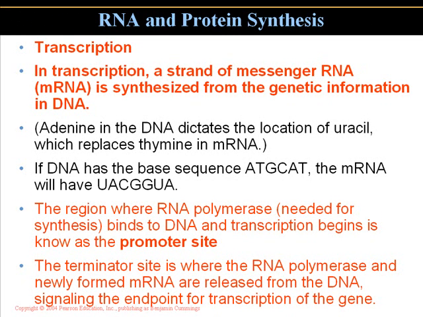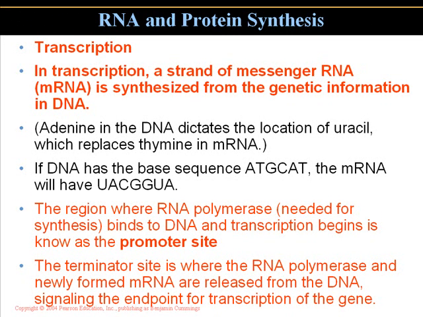In DNA, the base sequence reads as follows: adenine, thymine, guanine, cytosine, adenine, thymine. And then in the messenger RNA, because you see uracil substituted, you see uracil, adenine, cytosine, guanine, guanine, uracil, and adenine as the complementary base pairing.